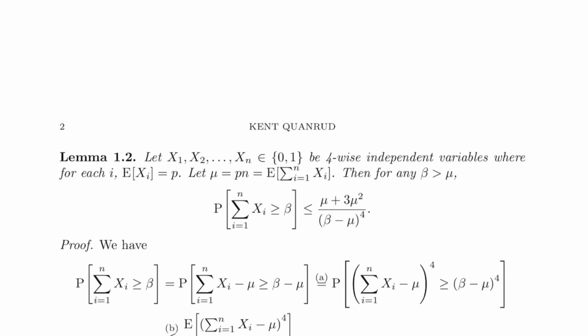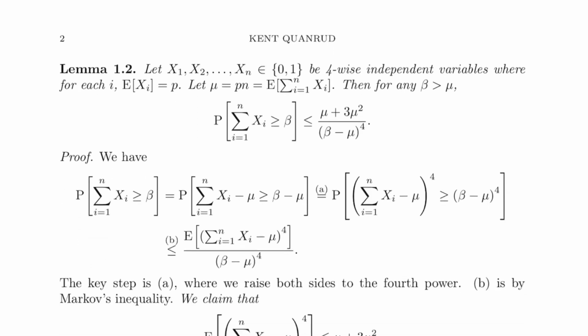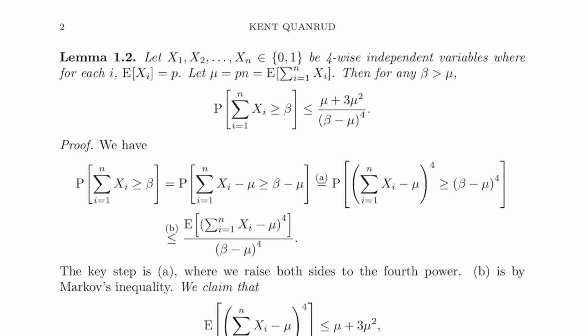This is much better than, for example, Markov's inequality, where a probability of being greater than or equal to 2 times the average was at most 1/2. Proof. We have that the probability that the sum of xi's is greater than or equal to beta is equal to the probability that the sum minus the average is greater than or equal to beta minus the average.